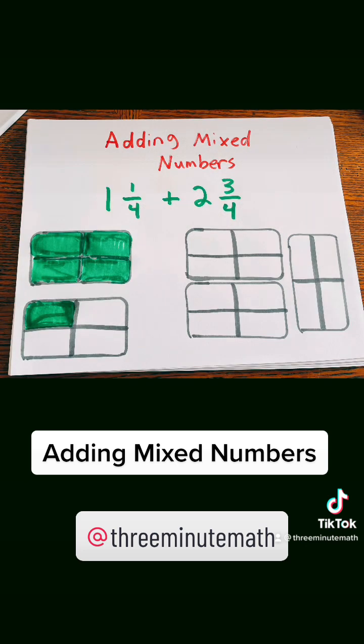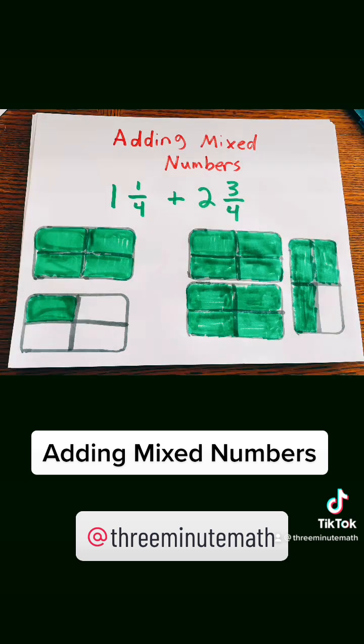I color in one box completely, and then the second one has 1/4 colored in. Next one, 2 and 3/4. Two wholes completely covered in. The other one has 3/4 covered in.